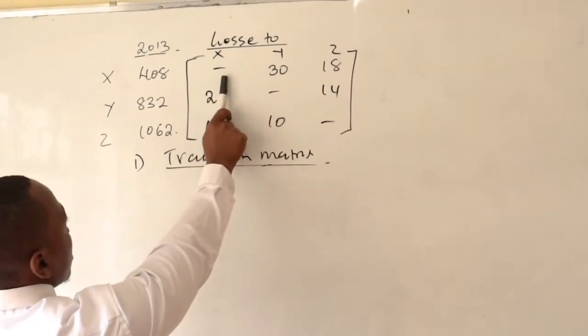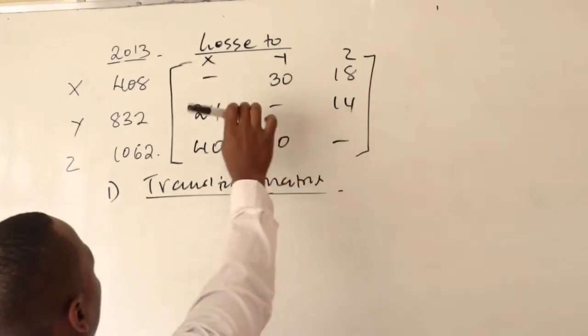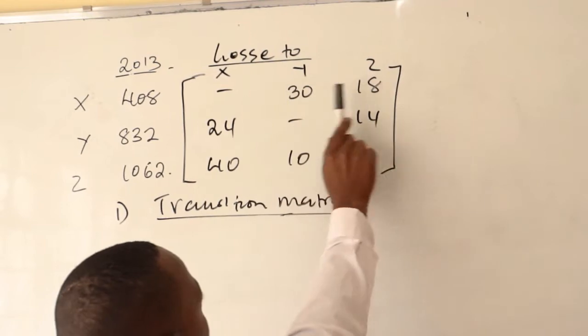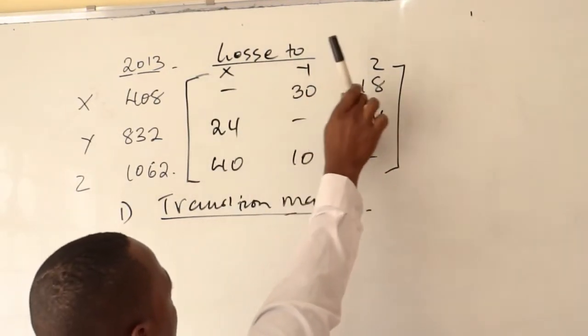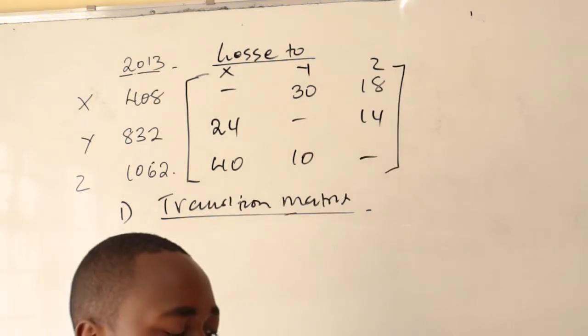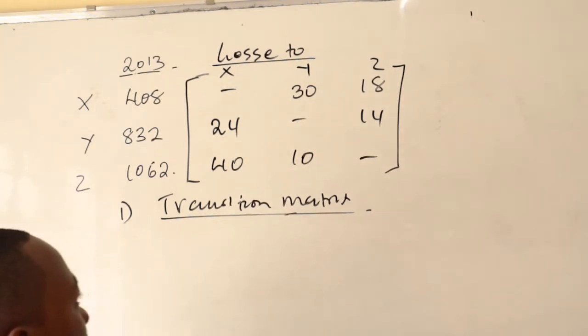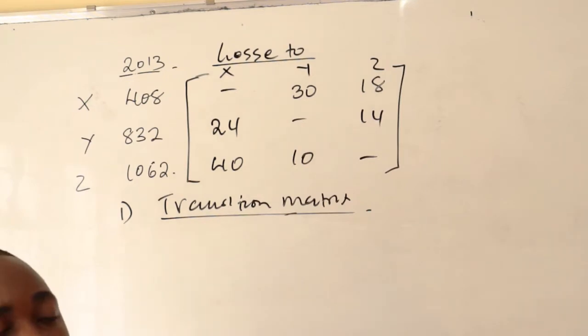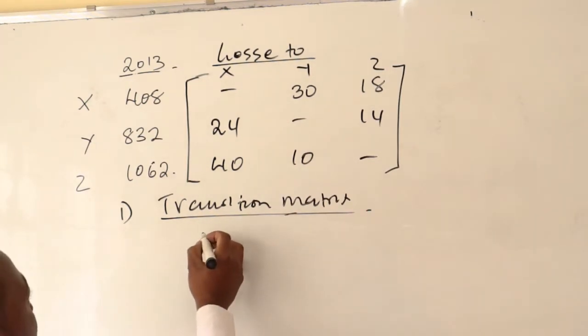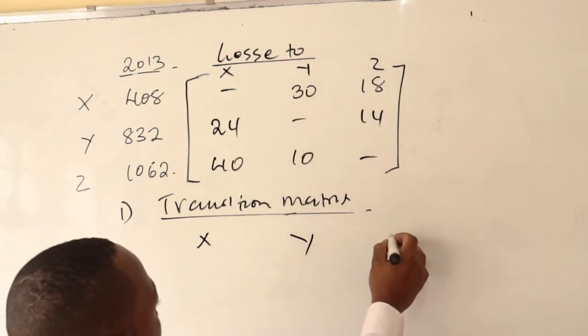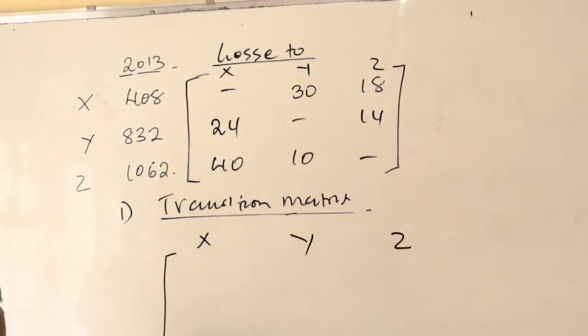You are given for X: dash, Y is 30, Z is 18. Those are the flow of clients during the year, the losses to. Then the question is, convert the above data into transition probabilities. How do we get the transition matrix? So this is what you do. You have X, Y, and Z. X had 408 members, Y had 832, and Z had 1062.